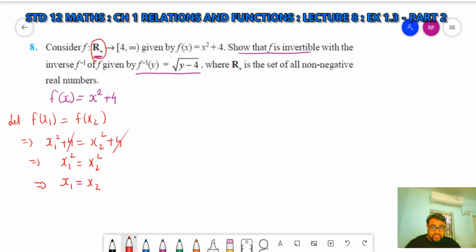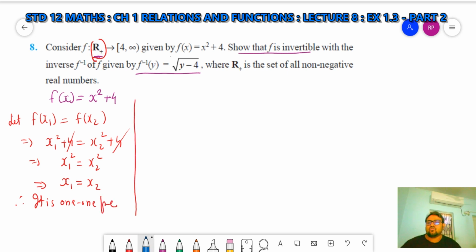Okay, so take a note. If it was R, instead of R plus, then it would not be 1-1, because at that time x1 can also be equal to minus x2. But here we cannot take a negative value from the domain. So x1 is equal to x2. We started with f x1 equal to f x2, and we proved x1 equal to x2. Therefore, it is a 1-1 function.